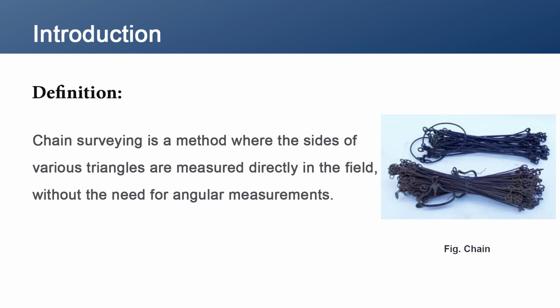In today's lecture, let us look into chain surveying. Chain surveying is an old tool in the surveyor's toolkit. Imagine you are using a piece of string or a chain to measure distance directly on the ground, and instead of using complex tools to measure angles, you are relying on the length of the sides of the triangle to get your data. That is chain surveying in a nutshell. It is simple yet remarkably accurate and one of the most straightforward methods for measuring lands.